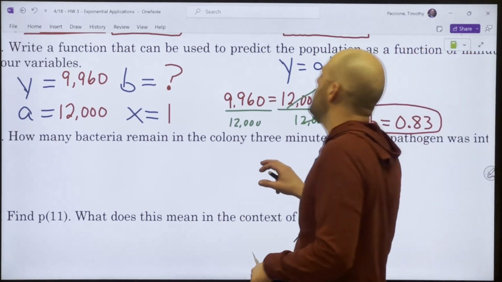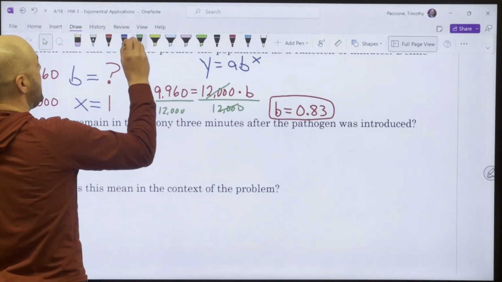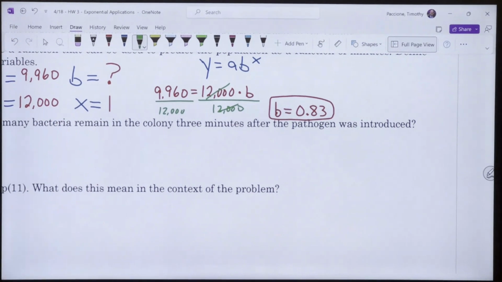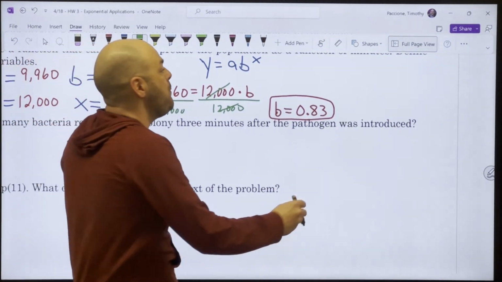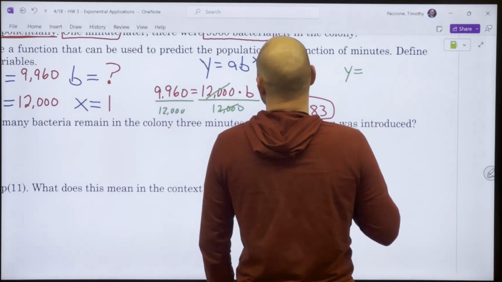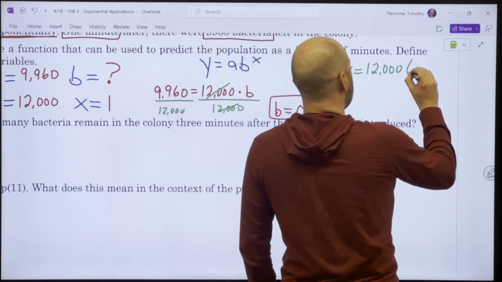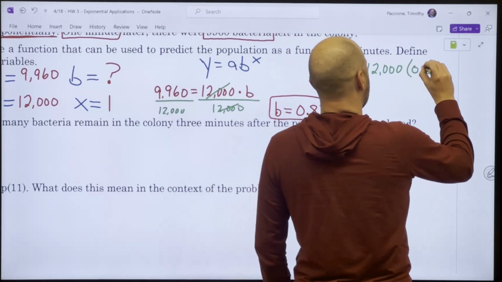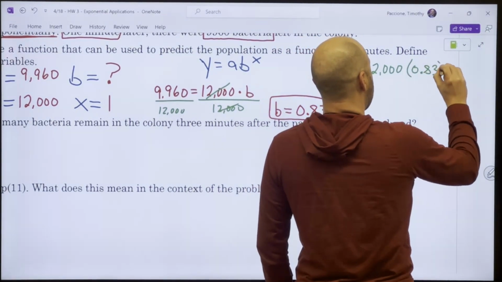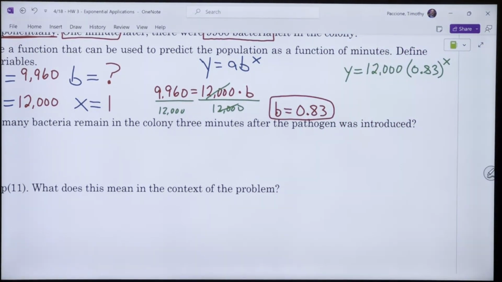Okay? All right, well, we didn't actually write the full equation yet. We want to write an equation that we could use to find any amount, right? No matter how many minutes went by. So now we write y equals 12,000 times our b, which we found out is 0.83, and we raise that to the x. Okay? So that's the equation that will work for no matter how many minutes went by.